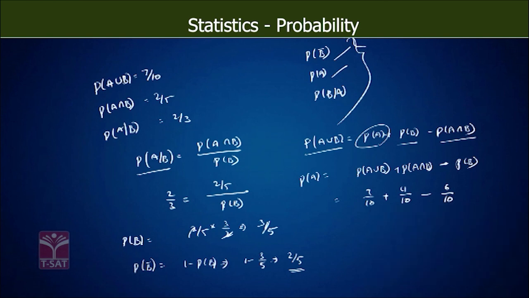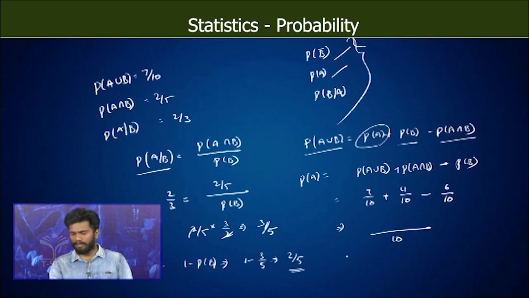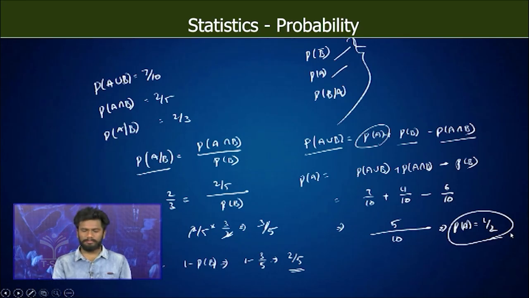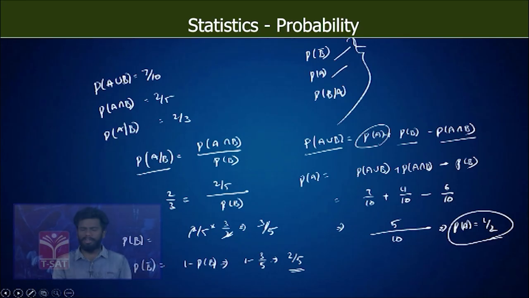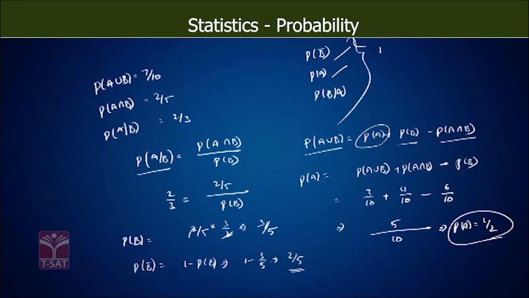So just to make denominators equal. So 10 by 7 plus 4, 11, 11 minus 6, that is 5. So probability of A is 5/10, that is half. Now probability of B given A.